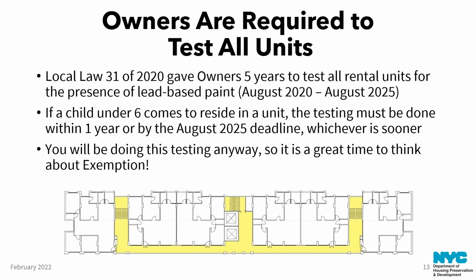Another requirement we want to brief you on comes from a separate law, Local Law 31 of 2020, which set a deadline for 2025 for building owners to test all of their rental units to identify any lead-based paint that exists on any surface or component in those units. There's an additional deadline which says that if a child under 6 comes to reside in the unit, then the testing must be done within 1 year, or by the August 2025 deadline if that is sooner.